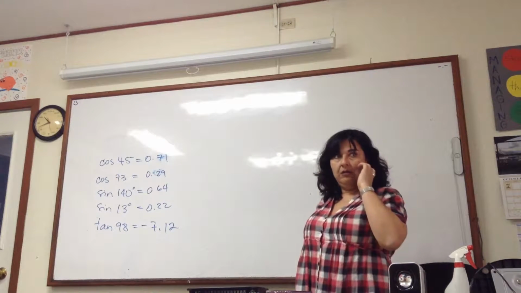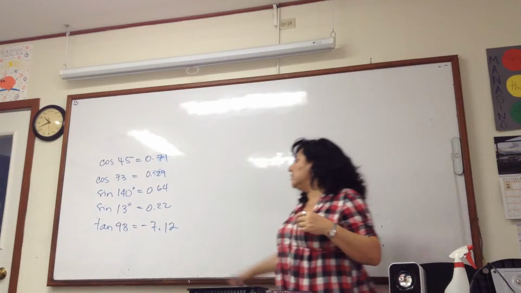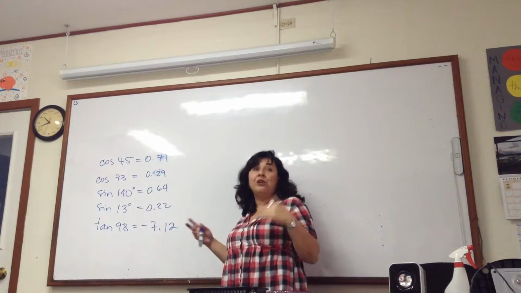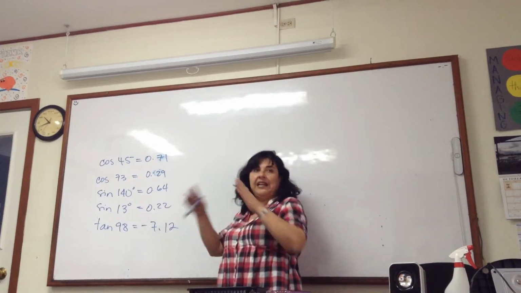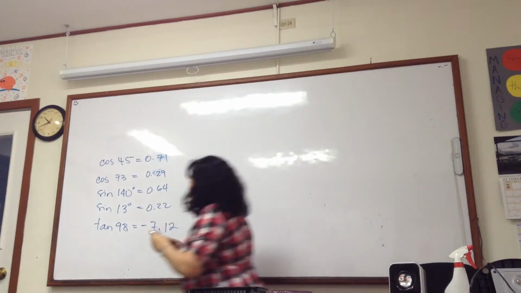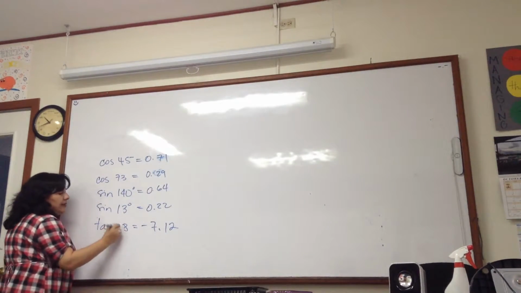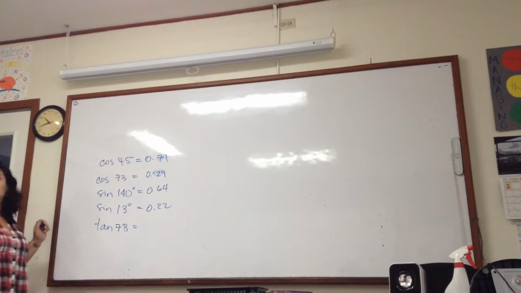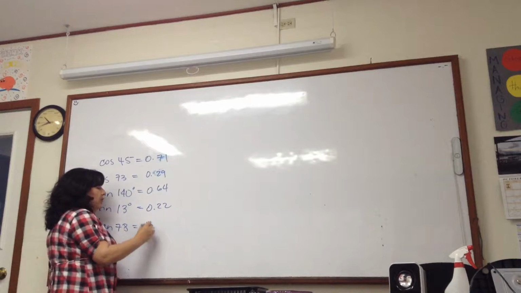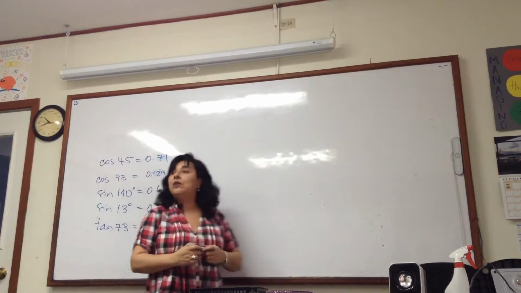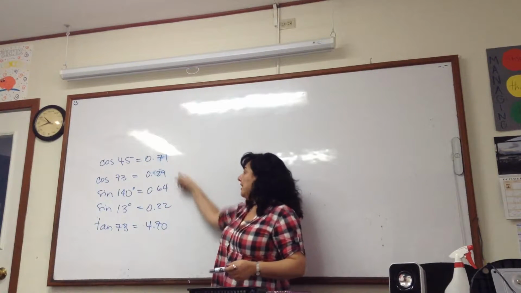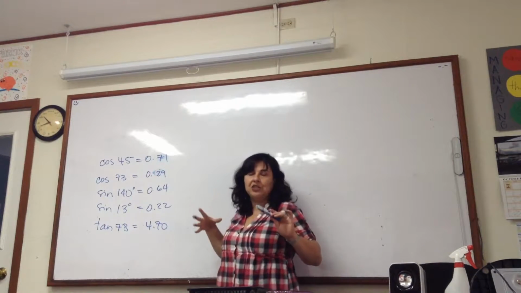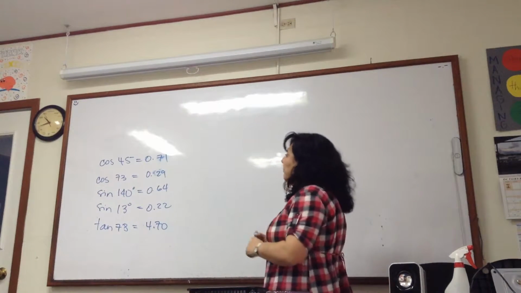Then how does it become negative? The tangent, we'll see that later. The tangent is opposite over adjacent, and because I did 98, it's in a different quadrant. Never mind. Let's do 78. Give me the tangent of 78. 4.70. Whoa, still more than 1. So if you get something more than 1 here, you did something wrong. You have to go back and check. Okay, now let's keep going.